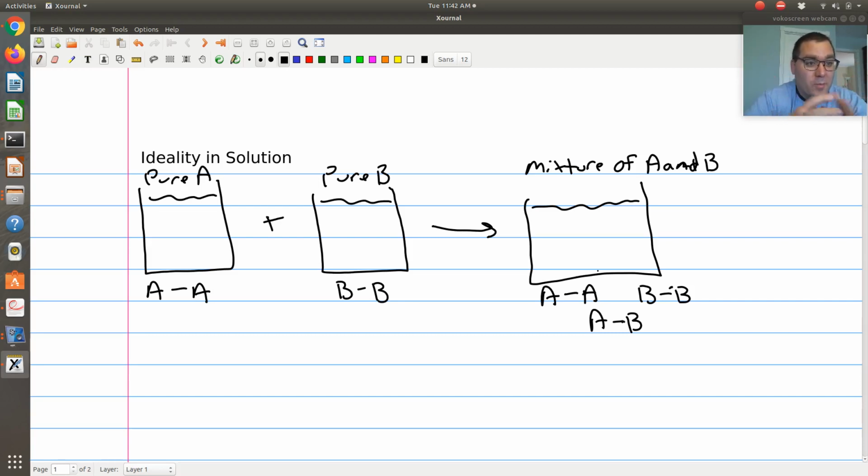I'm just as comfortable in that mixture as I am in pure A. So we defined an ideal solution as being a system in which all of our intermolecular interactions are exactly the same. For this binary mixture case, my two components are just as happy in the mixture as they are in those two pure component states, or just as comfortable.